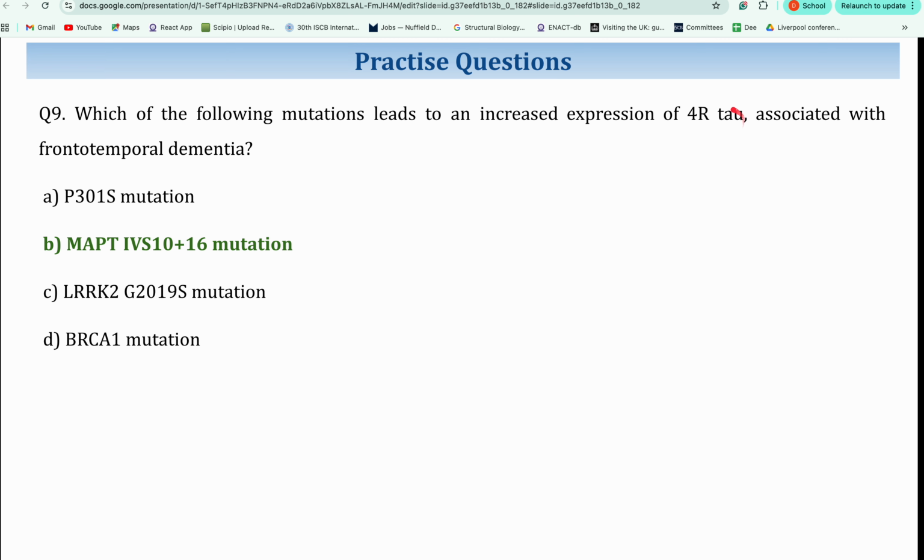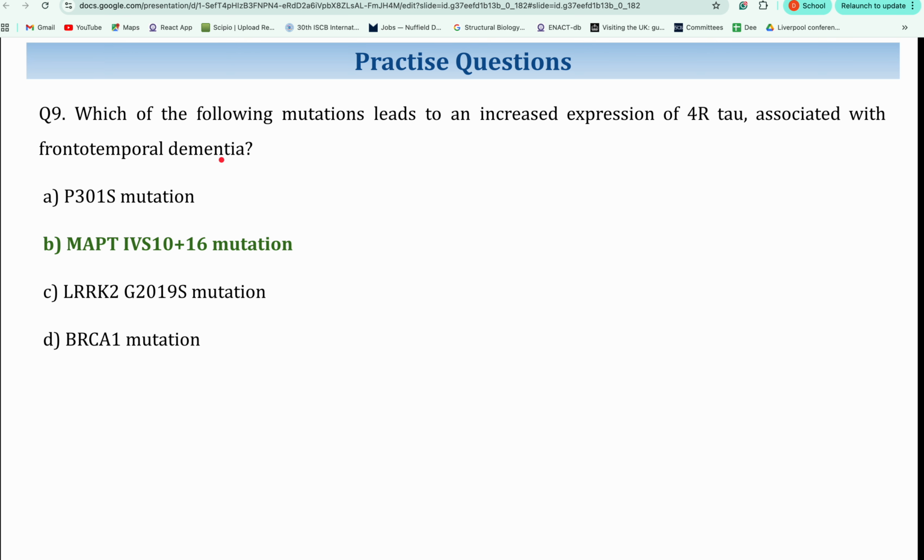There are different isoforms of this tau protein. The first one is 3R and the second one is 4R. R simply means repeat. Generally there are 6 isoforms in the human brain from this MAPT gene, and 3R tau means there are 3 repeats, 4R tau means there are 4 repeats. The normal adult human brain has a 1:1 ratio of 3R tau and 4R tau. If there is an imbalance, like an increased expression of 4R tau, then it is linked to neurodegenerative disorders, and in this case it is frontotemporal dementia.